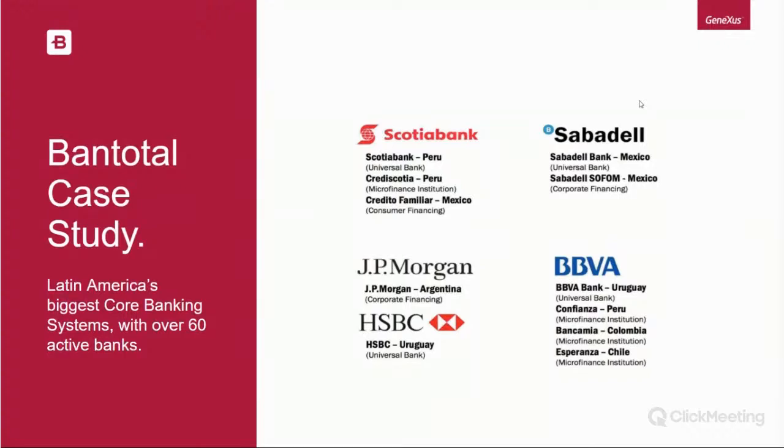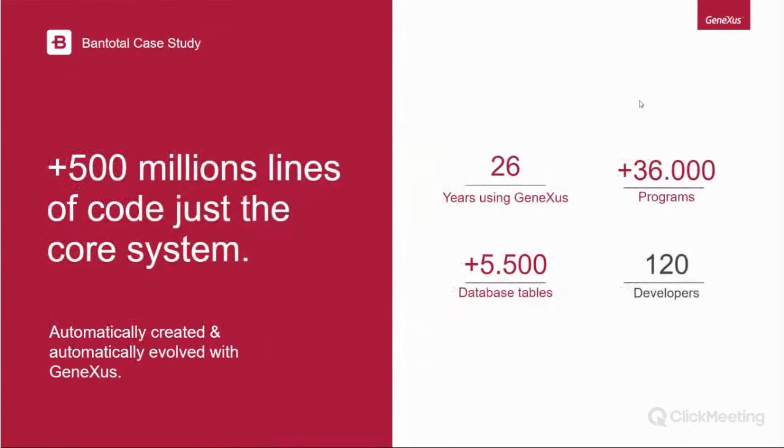Bantotal is an Uruguayan company that built a banking core product using Genexus, and this banking core product is being used by different world-class banks such as Sabadell, Scotiabank, BBVA, JP Morgan, and HSBC. Okay, this banking core is entirely made in Genexus, has been in the market for 26 years now.